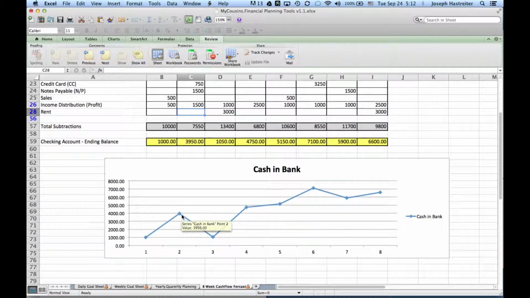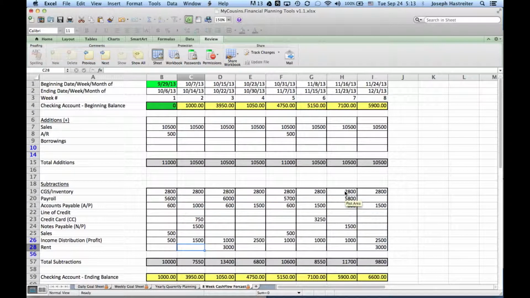Again, you can see the graph down here. We want to see this climbing up over time. You can notice it dipped here in week 3, but other than that, it was pretty consistently climbing up. Or we want it to hold steady, either way. So hopefully it's just climbing up over time. So that is how to do an 8-week cash flow forecast. Again, the idea is to help you better project your ending cash flow balance.